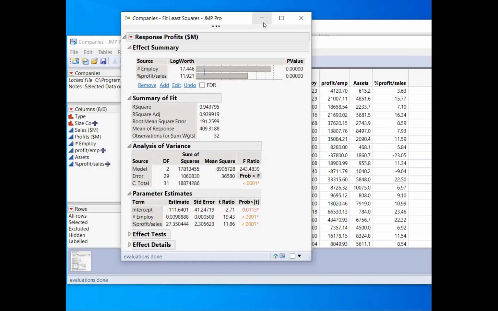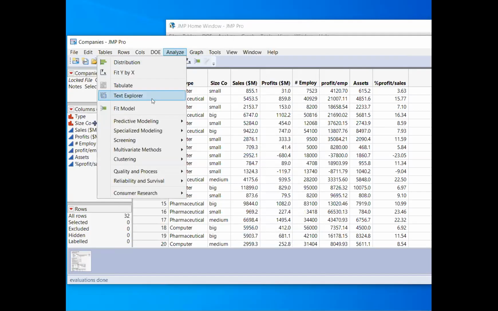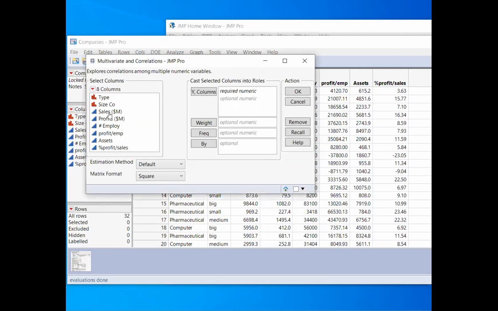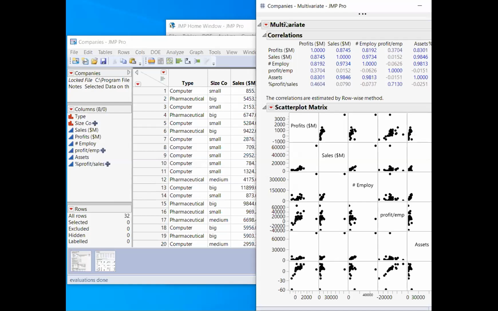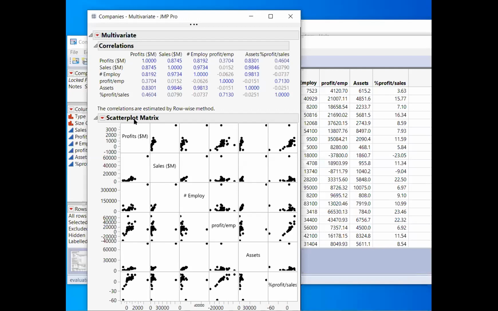Here's my scatter plot matrix. Analyze, multivariate methods, multivariate, and I select profits first because DV, and then the rest. I go down here, click OK. That gives you a scatter plot matrix and correlation matrix right there. All the information and correlations you want, they're all available under the first column, which is your answers for your DV.